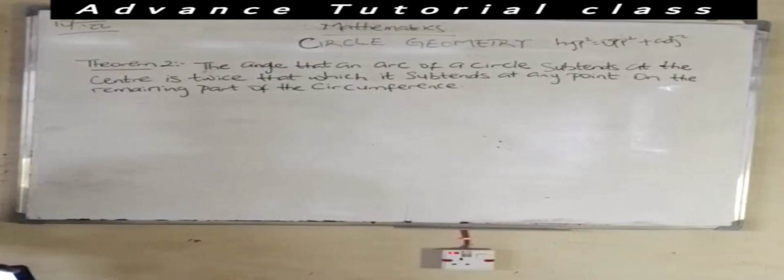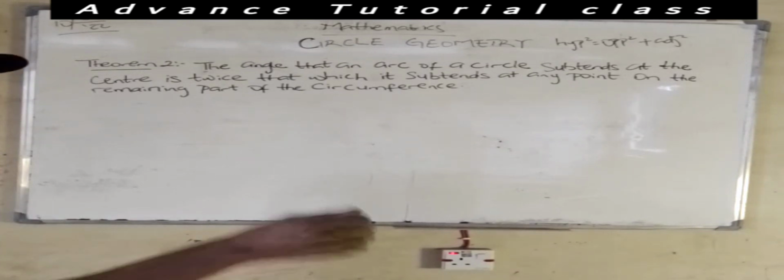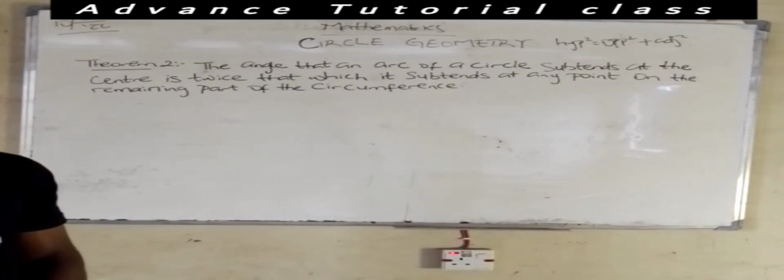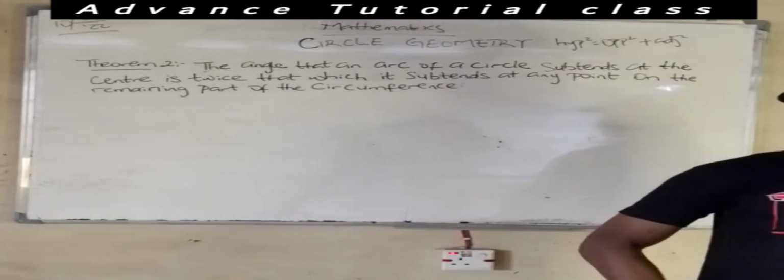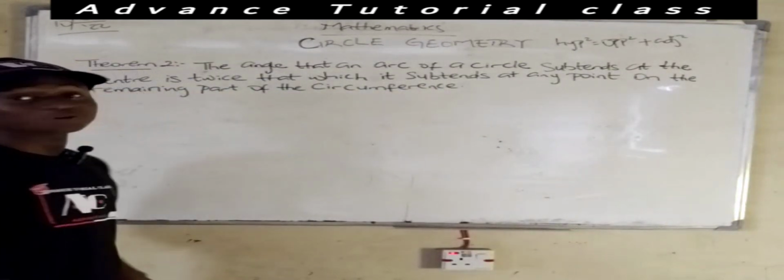Okay, so theorem 2 is all about the angles of a circle. The angle that an arc of a circle subtends at the center is twice that which it subtends at any point on the remaining part of the circumference. Now, you might think maths should just involve numbers and calculations, but sometimes we have a bit of English in mathematics, and I'm here to help you understand this part.